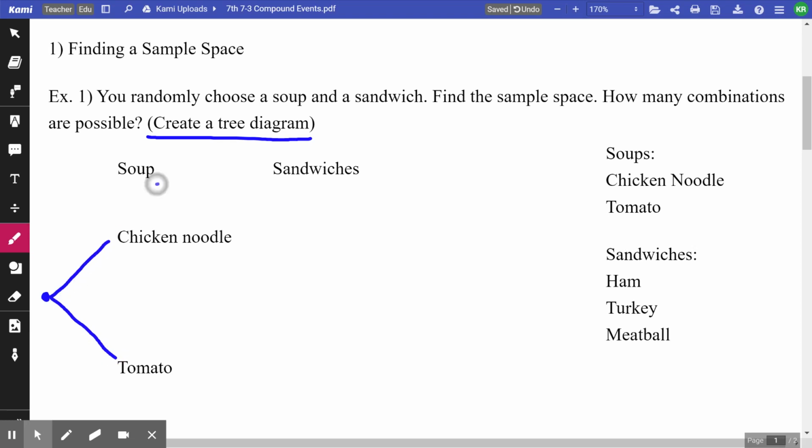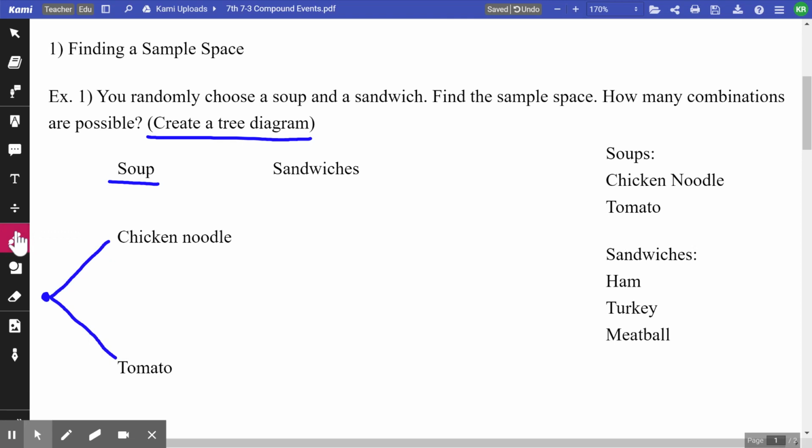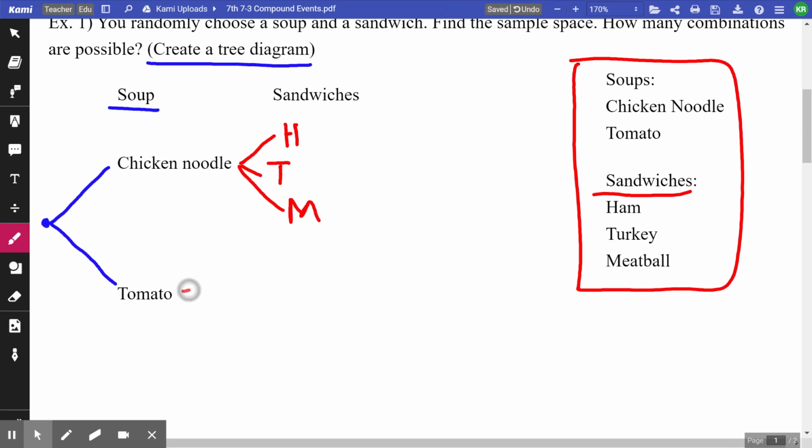So there are 2 possibilities for soups. And then after that, we have different possibilities for sandwiches. If we look over here, we have 3 possibilities for sandwiches, so we're going to expand from there. If we choose chicken noodle, we could get a ham sandwich, a turkey sandwich, or a meatball sandwich. Or if we get tomato soup, we could get a ham sandwich, a turkey sandwich, or a meatball sandwich. So if we count all those up, there are 6 combinations that we could get.